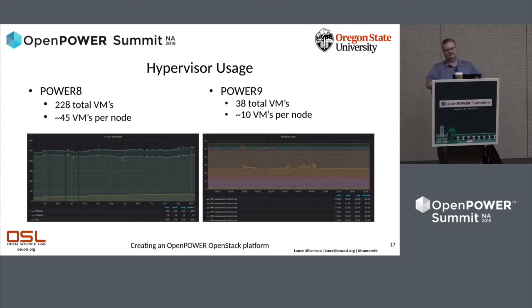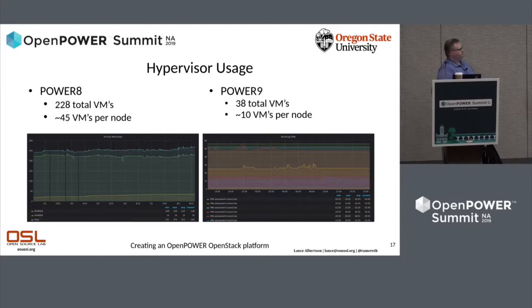So here's some hypervisor usage that we have. We've been using POWER8 for quite a while, so there are quite a bit more POWER8 VMs now than POWER9. On average, I'd say we have about 45 virtual machines running per hypervisor node. And this is showing since about February, since I started tracking all of this information. This is the POWER9, this is the POWER8, and this is the total between both of them.